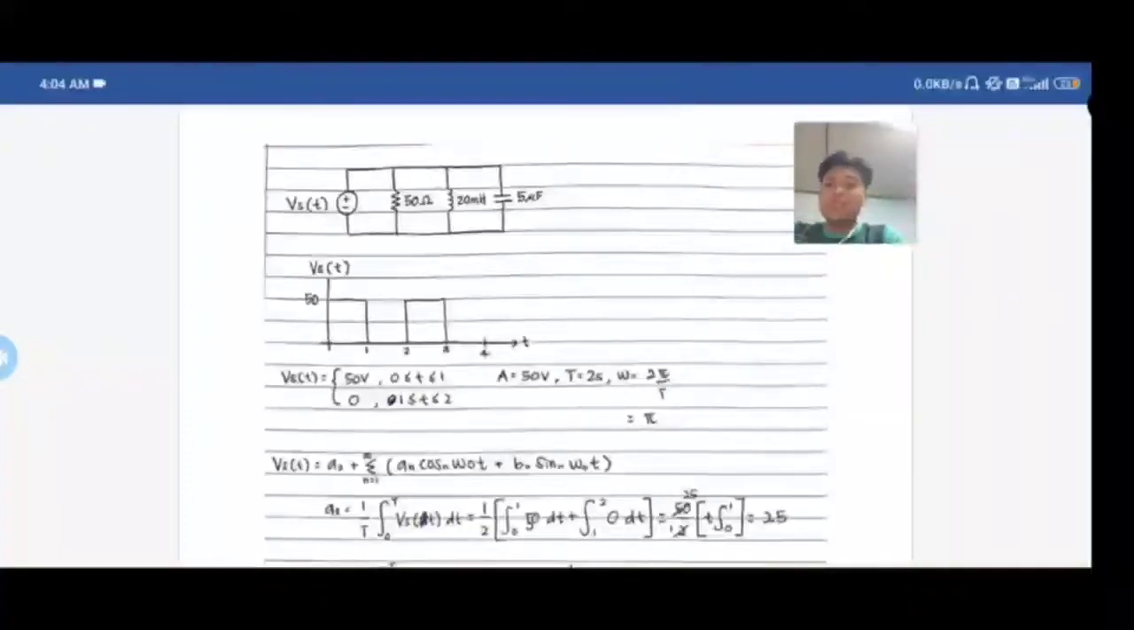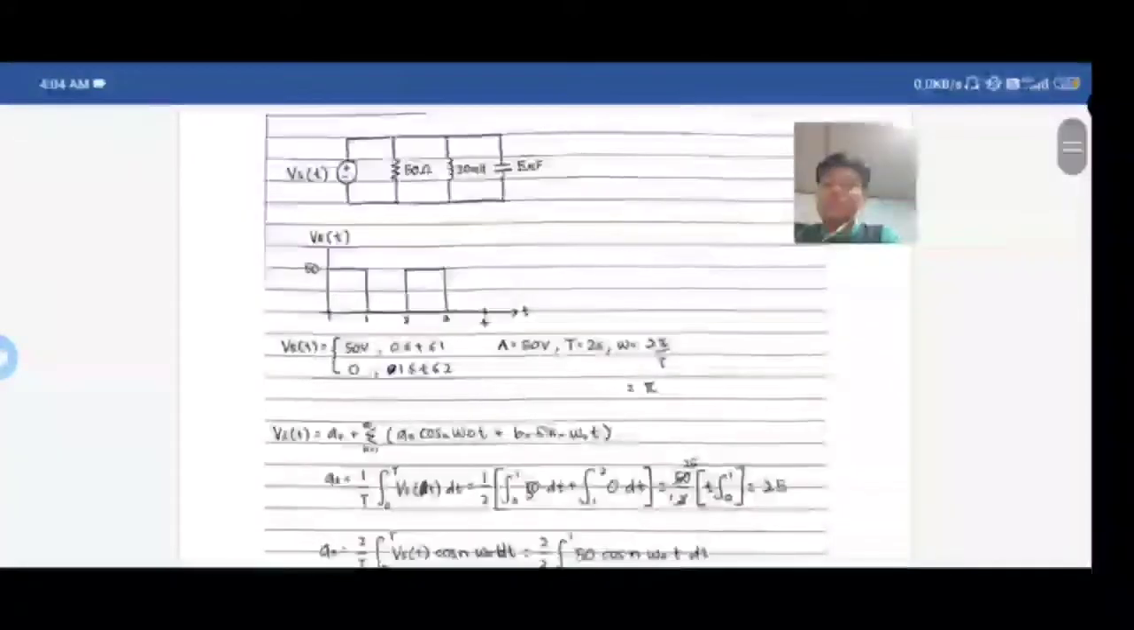So today I'll be presenting for my group about manual calculation. As you can see, our circuit has a source voltage of 50 volt, the resistor value is 50 ohm, our inductor is 20 millihenry, and our capacitor is 5 microfarad. So this is our graph, which is Vs, voltage across time.